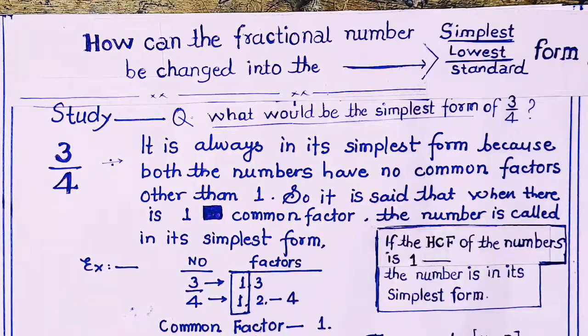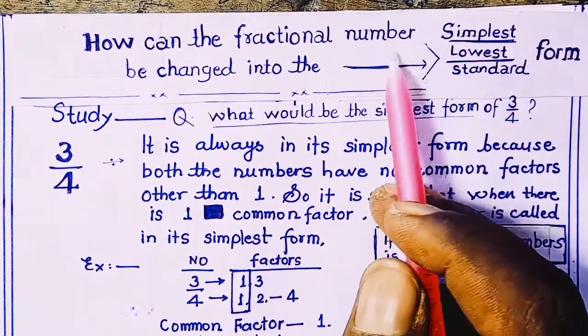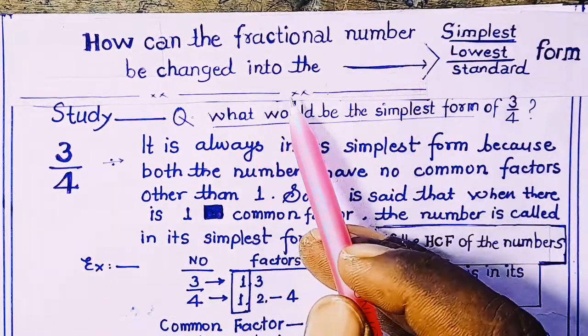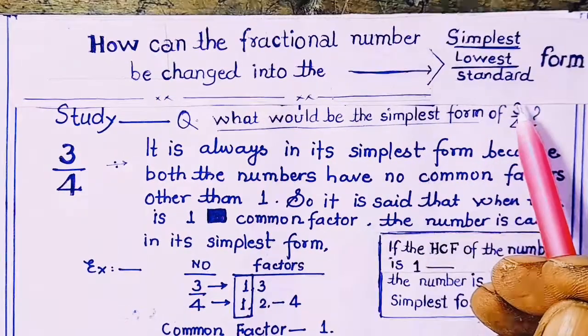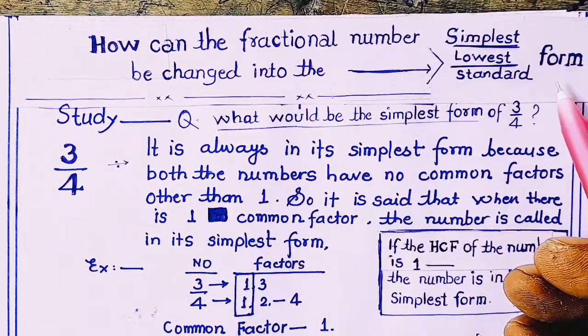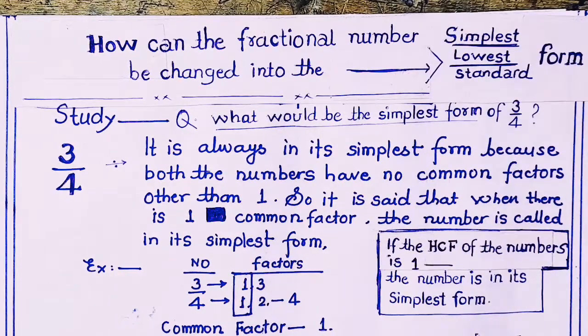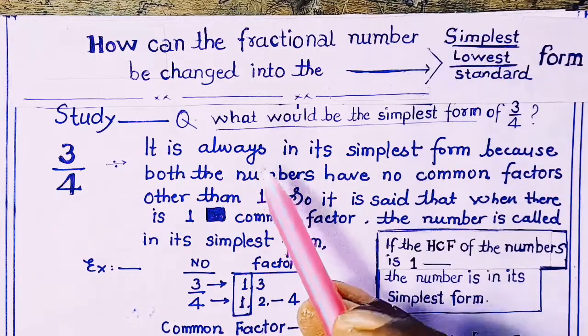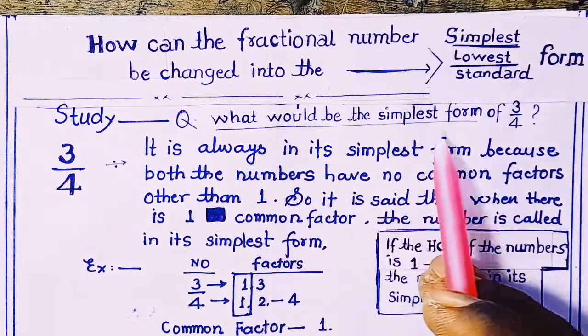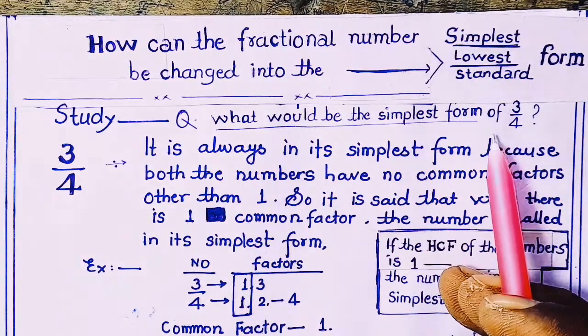The chapter starts from here. Here is written how a fractional number can be changed into the simplest, the lowest, or the standard form. So a question is asked here. The question is, what would be the simplest form of 3 by 4?